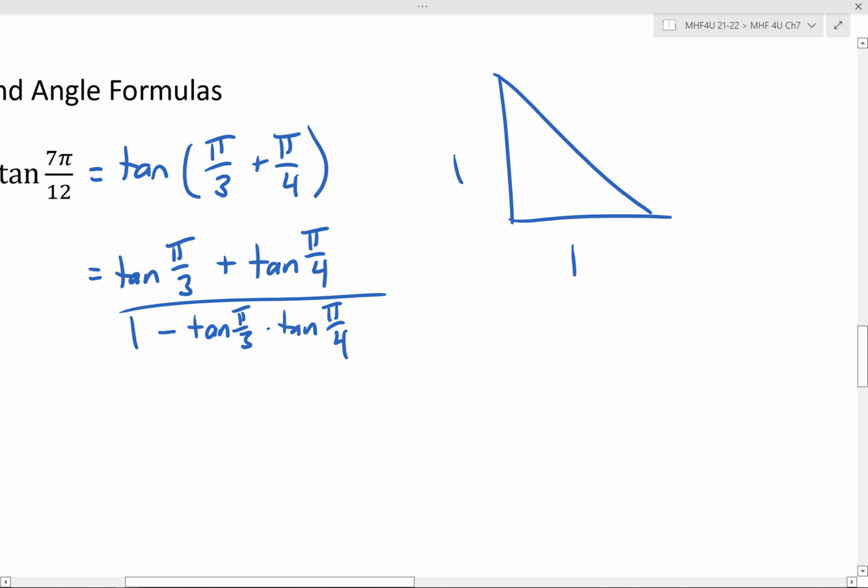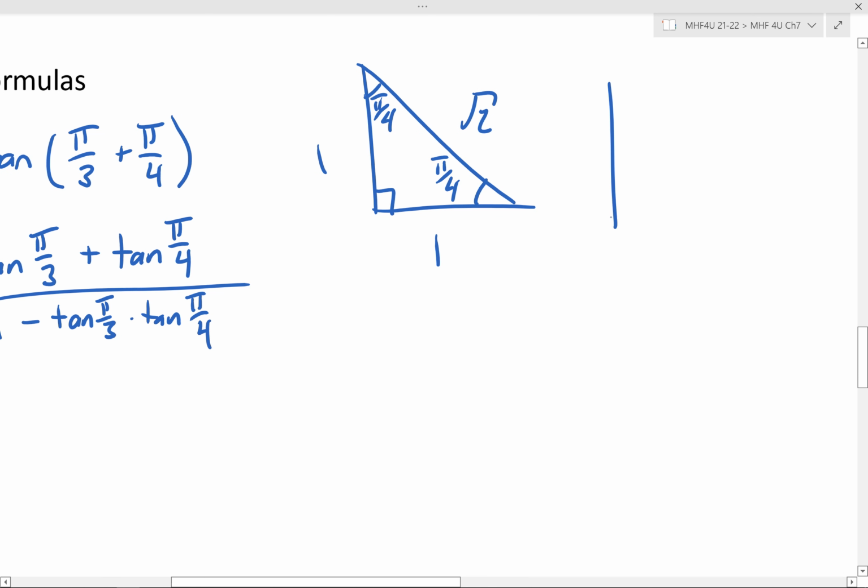So we can work here with 1, 1, the square root of 2, pi over 4 in this angle here, pi over 4 up there as well. We need the other special triangle. Okay, we should be able to draw it very quickly at this point. 2, 1, square root of 3.